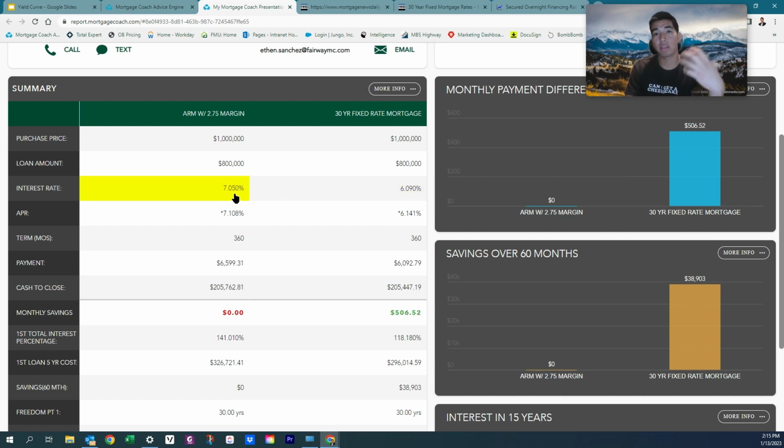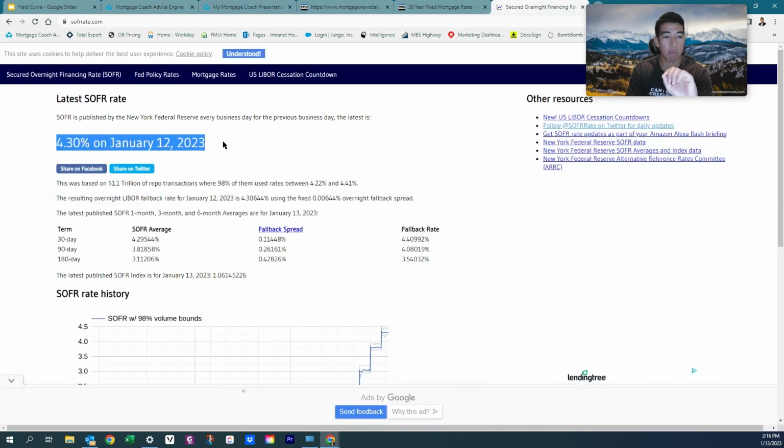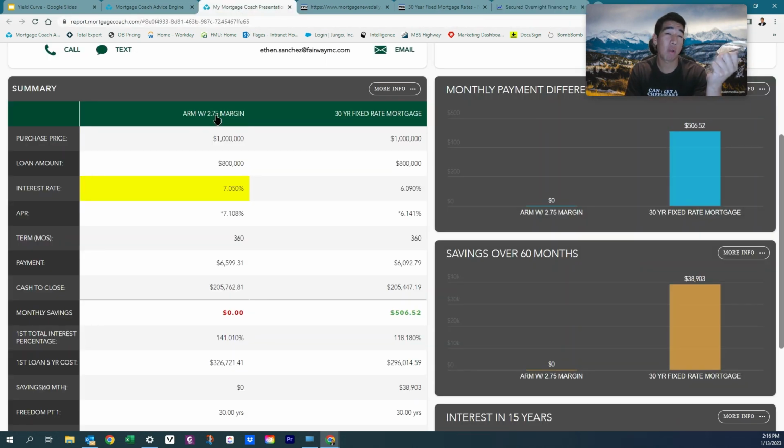Now, if you remember my previous video, an ARM rate is made up of an index plus a margin to get the whole rate. So the index that we're using here for the ARM is the SOFR, which is over here, 4.3% as of January 12th, 2023. And a lot of ARMs typically have a margin of 2.75%. So that's what I'm adding to 4.3% to get you a rate of 7.05%.